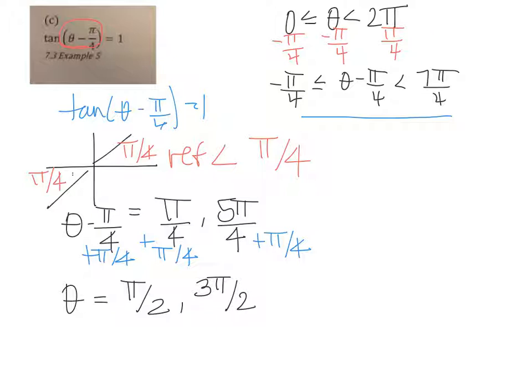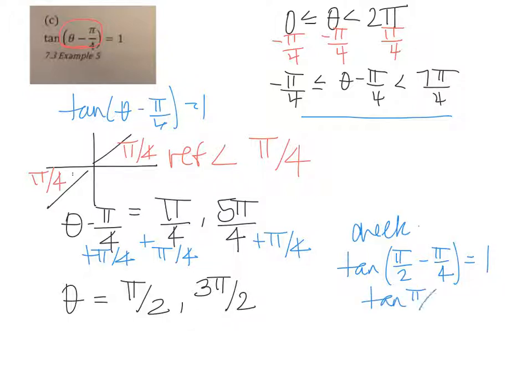And we'll do a quick check. I'll pick one of those angles, and I'm going to start with the tangent of pi over 2 minus pi over 4 equal to 1. That's the tangent of pi over 4 is equal to 1, and that's a true statement. Same would hold true for 3 pi over 2 as well.